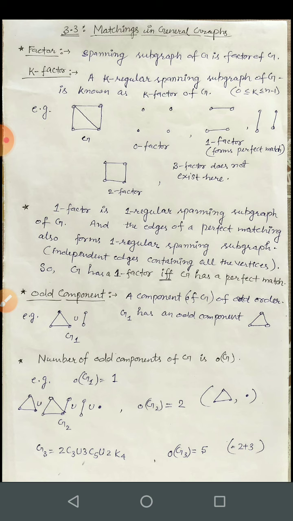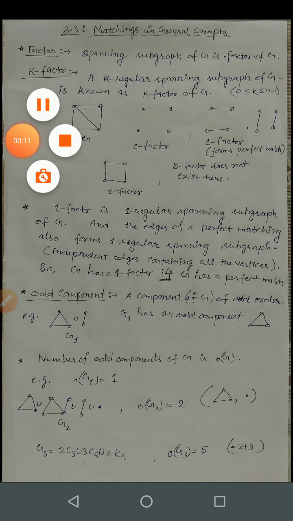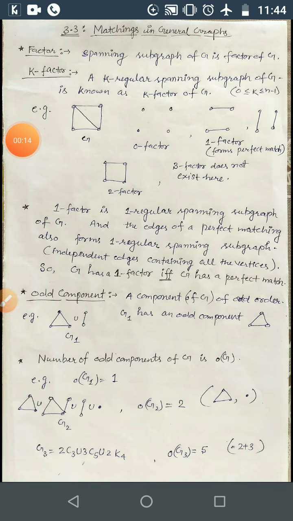So here I'll be talking about matchings in general graph. We have done in 3.1 matchings in bipartite graph, Hall's condition in some graph. So here we can talk about matchings in the spanning subgraph of a graph. Okay, so here we will be talking about all these. Yeah, 3.2 is not in your syllabus, that's why I haven't done it.